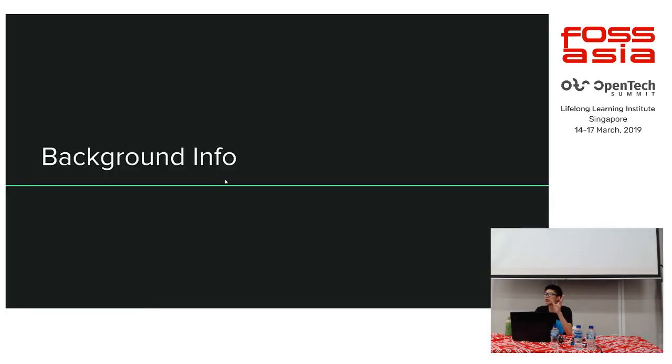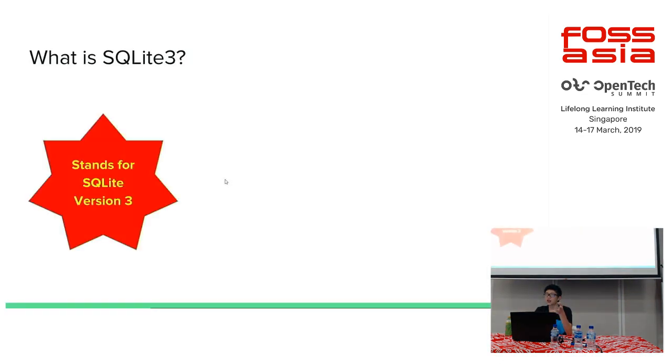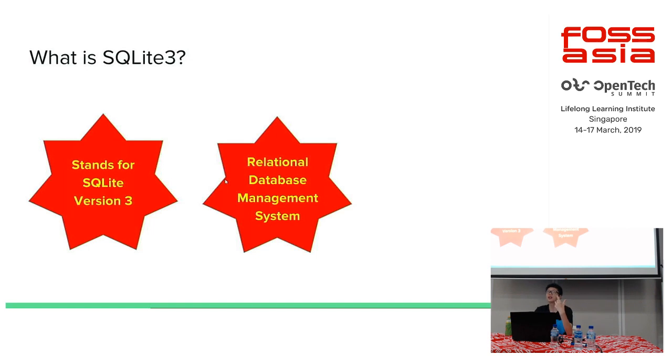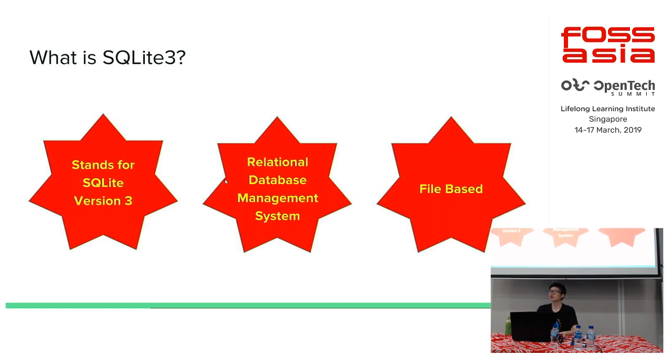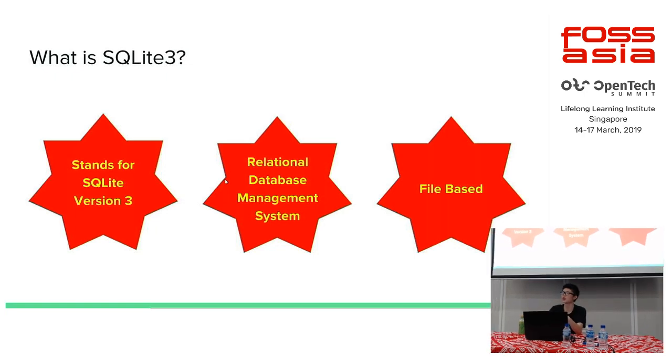So anyway, we'll give you all some background info on what SQLite is. SQLite 3 stands for SQLite version 3. It's what we call a relational database management system, and it's file-based. So we'll start off with file-based, because relational database management system is something more to do with theory.